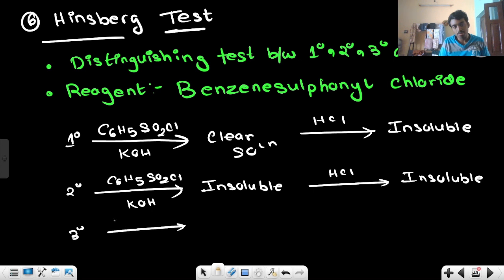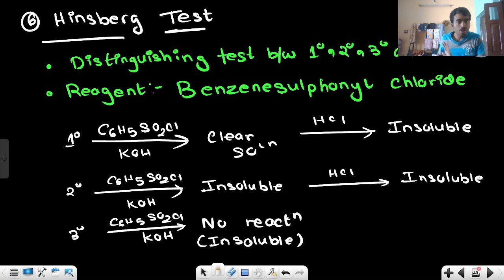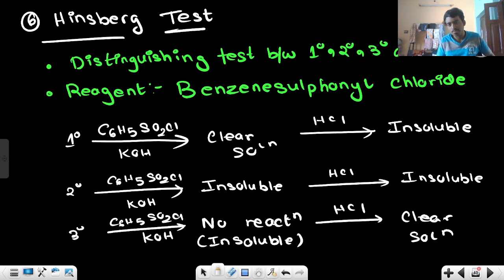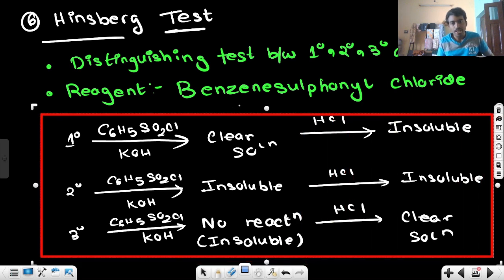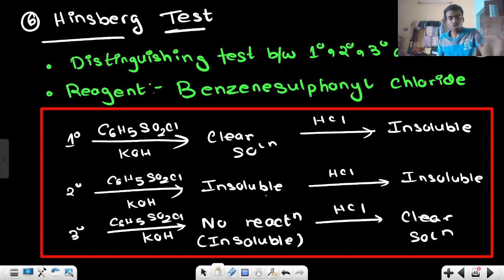If it is a 3 degree amine, C6H5SO2Cl, KOH, no reaction. No reaction means it will actually be insoluble. Common sense will also be used. It is not showing any reaction, so it will be insoluble, right? And if you acidify it, you will get a soluble one. It is a clear solution. Why? Due to formation of a tertiary salt, nothing difficult. So this is the way you will differentiate between 1 degree, 2 degree and 3 degree amines using the Hinsberg method. Very important. Hinsberg test clear.